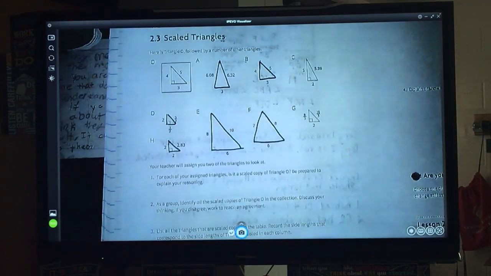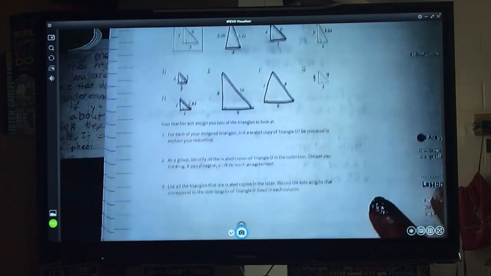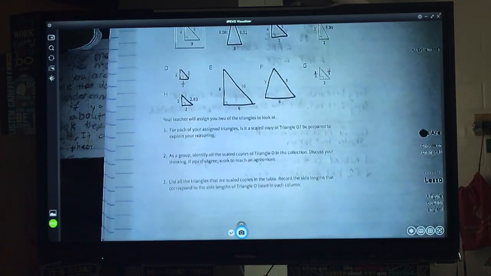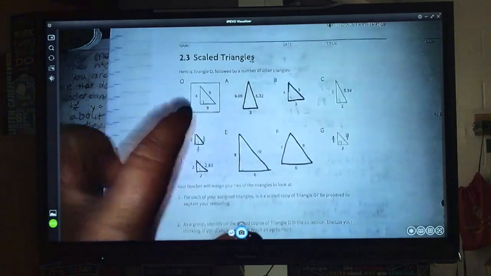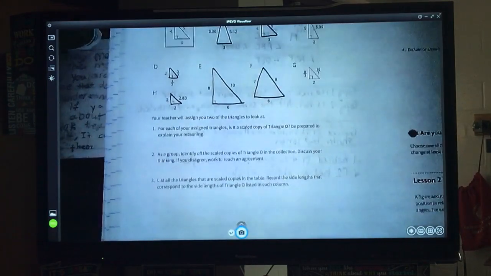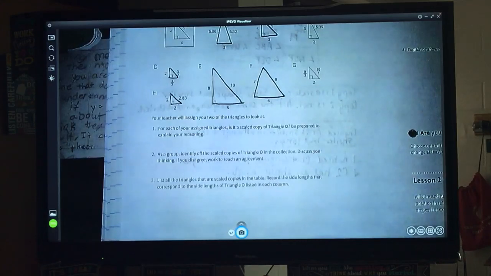Alright, so you are going to be working a little bit independently, a little bit as a group. So I need you to pay full attention to all of the directions. So like I said, go ahead, put your pencils down. So in a second, I'm gonna give you 2 of these triangles to look at, essentially, with the original. So it says for number 1, for each of your assigned triangles, is it a scale copy of triangle O? So this is your original copy. Okay? Be prepared to explain your reasoning for number 2. As a group, identify all the scale copies of triangle O in the collection. Discuss your thinking. If you disagree, work to reach an agreement.